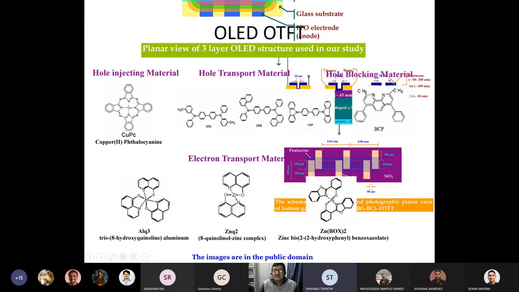Why is it a hole blocking material? Because the moment it comes here, if this material is used, what will happen? It will just accept all the plus. And this is a hole injecting material, meaning if it is there, it will create a hole in the molecule.